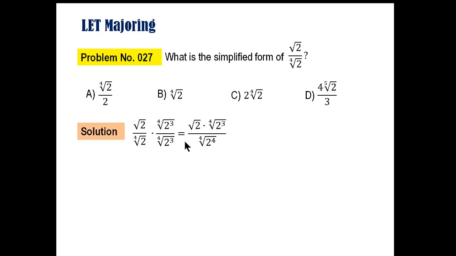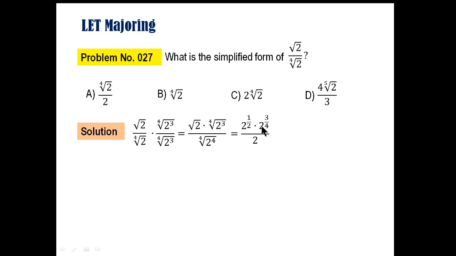So, we will simplify this. We will get the product of the numerator, the square root of 2 times the fourth root of 2 cubed, over, so this is it, no? The fourth root of 2 raised to 4. So we will cancel the fourth root and the exponent, so the remaining is 2. So there's no radical. Okay, so we will convert this to rational exponent so that we can apply the laws of exponents. Okay, so notice that we have the same base.